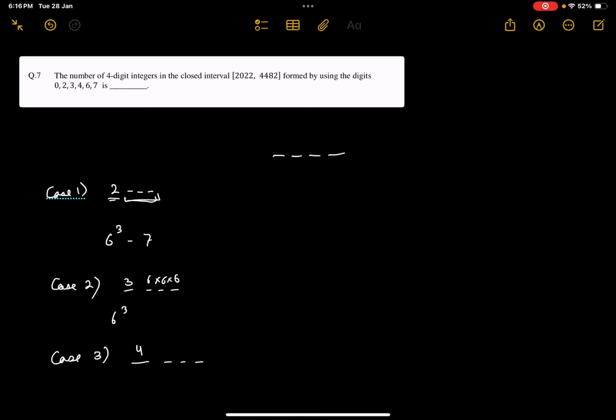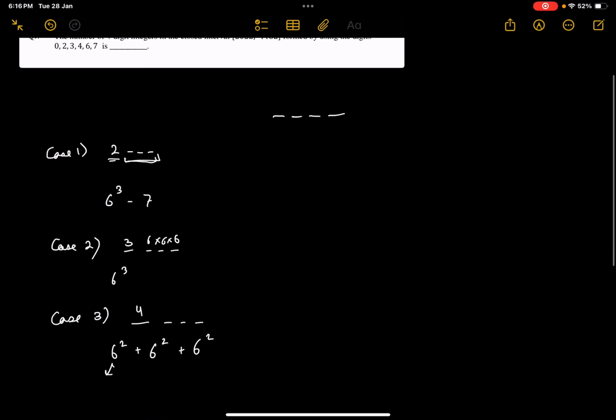Then if we keep a 0 here, all these cases are permissible. So we have 6 square plus 2 here will also suffice, which is again another 6 square, plus a 3 would also suffice here, which is another 6 square. So that is, this is when this is 4 0 something something, this is an 4 2.